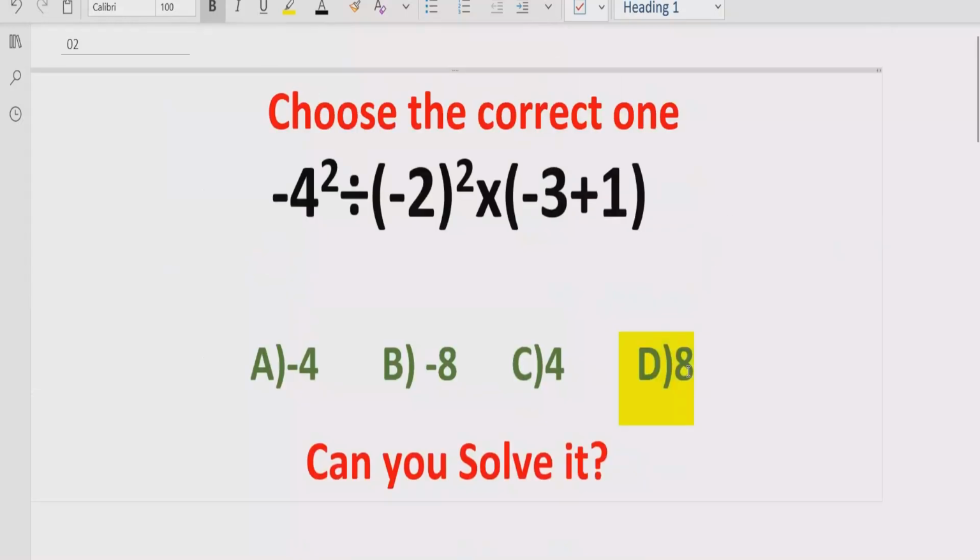I hope you understand how you can solve the given expression using the PEMDAS and BODMAS method and find out the correct answer. So that's it for today.